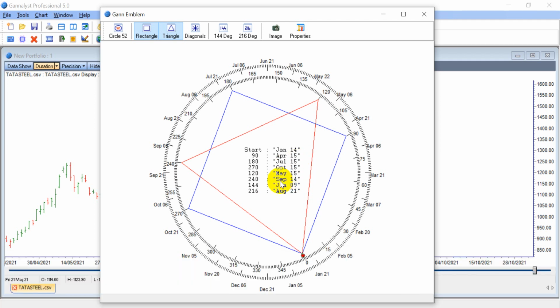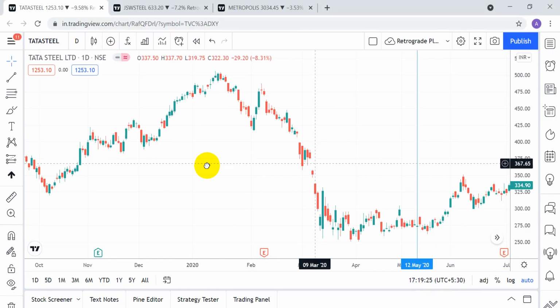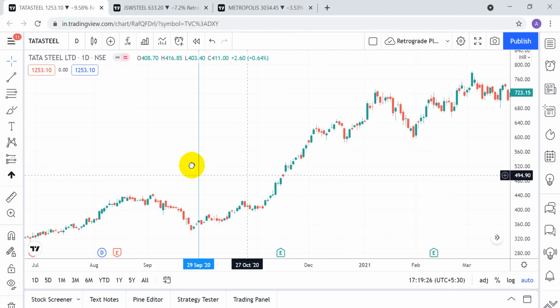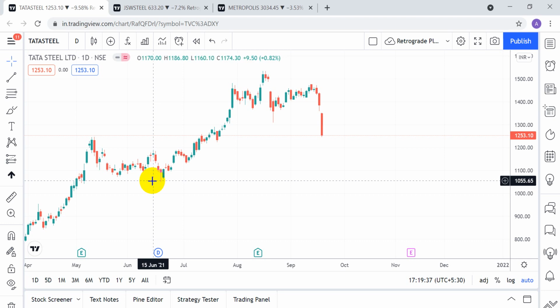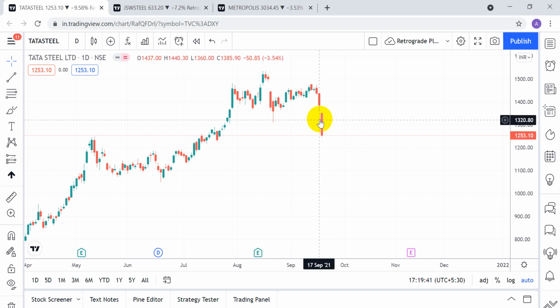Before that, at 180 degrees, I was getting July 15th. Let's quickly check what happened on July 15th. July 15th was somewhere here. On the 15th also it made a small top, and we had a good correction in the market. Now the 14th: it made a top of 1476. This is one way of finding the date.